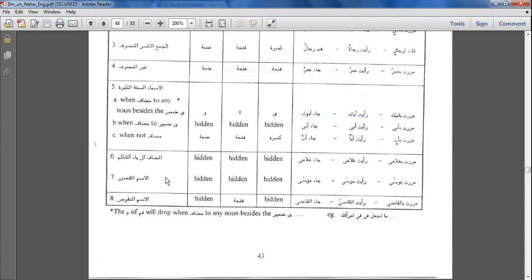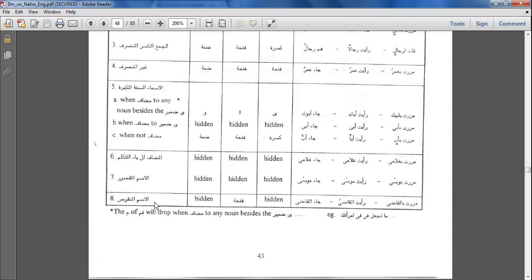Al-ismul maqsoor also, and remember what al-ismul maqsoor is. Ja'a Musa, ra'aytu Musa, marartu bi Musa. This is ismul maqsoor. Again, the i'rab is hidden. Okay, so this is halatul rafa, this is halatul nasb, halatul jar. There is no visual expression of the i'rab.